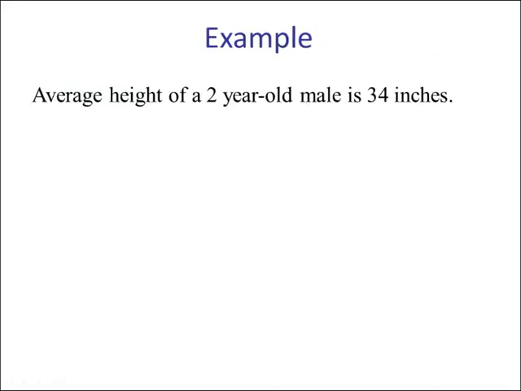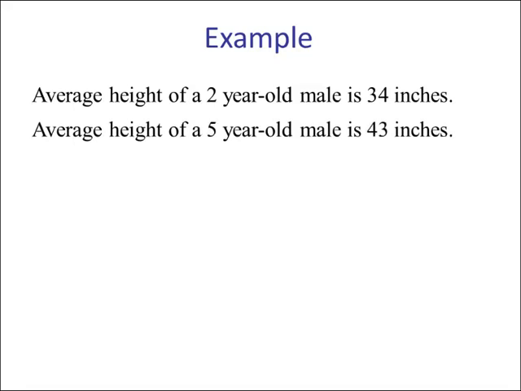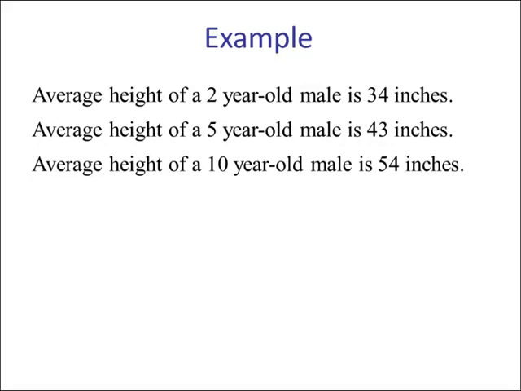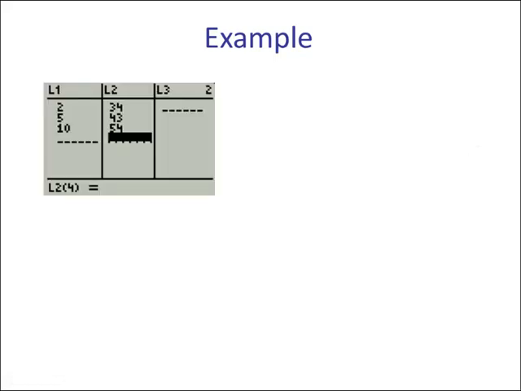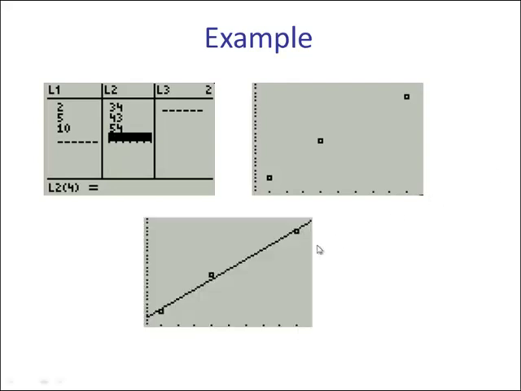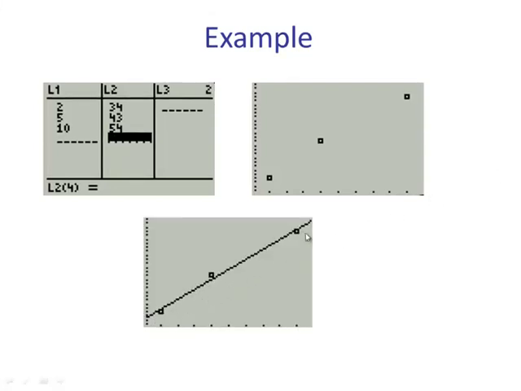The average height of a 2-year-old male is 34 inches. The average height of a 5-year-old male is 43 inches. The average height of a 10-year-old male is 54 inches. And we see the relationship: as the male gets older, his height increases. I put this data into the TI-83 calculator. Age is list 1, heights list 2. I performed the scatter plot, and then I found what's called the line of best fit, and we'll do this later.